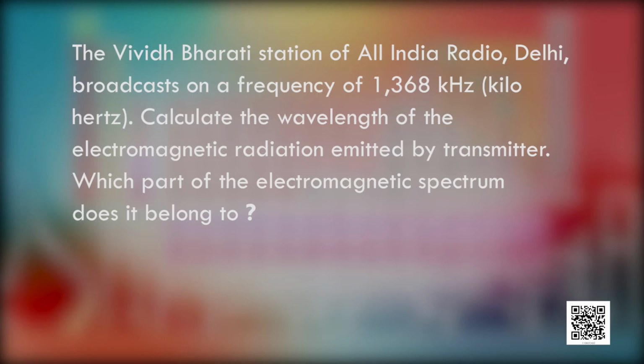Now that we have learned so much about the electromagnetic radiations, it is time for some task. I am giving you a problem which is coming up on the screen. The Vividh Bharati station of All India Radio Delhi broadcasts on a frequency of 1368 kilohertz. So, what have we given you? We have given you the frequency. Calculate the wavelength of the electromagnetic radiation emitted by the transmitter. Which part of the electromagnetic spectrum does it belong to? So, there are two questions in the same problem.